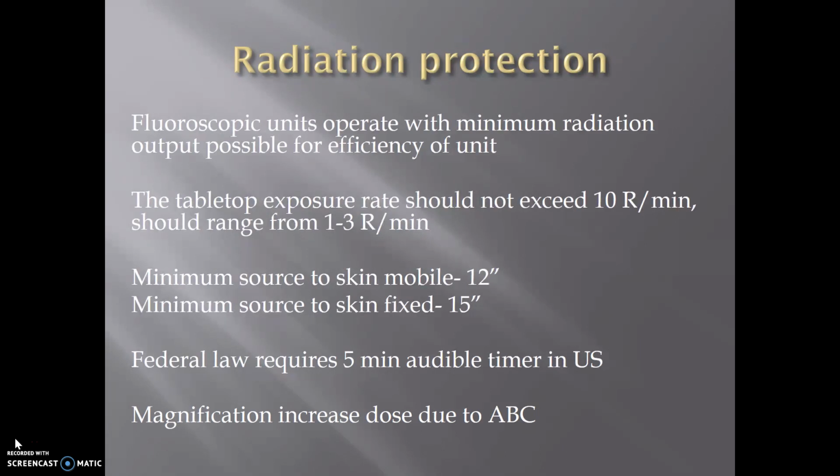Radiation protection is extremely important during fluoroscopy. Fluoroscopic units operate with the minimum radiation output possible for the efficiency of the unit. The tabletop exposure rate should not exceed 10 roentgens per minute and should range from 1 to 3 roentgens per minute. The minimum source-to-skin distance for mobile equipment is 12 inches, and the minimum source-to-skin distance for fixed equipment is 15 inches. Federal law requires a 5-minute audible timer in the United States, and magnification increases the dose due to the automatic brightness control.